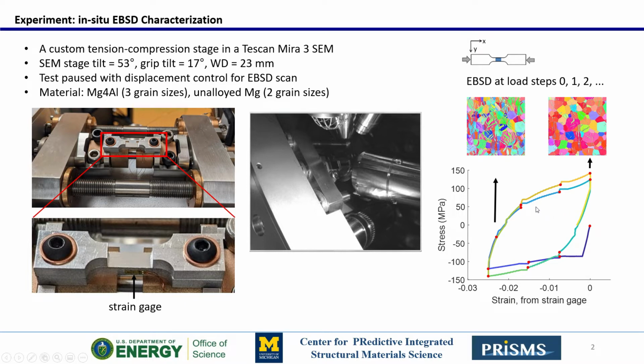For the EBSD, we always try to find an easily recognizable feature, such as a grain boundary triple point or a particle on the sample surface, and we try to keep it in the center of the field of view for all these EBSD scans. So every time we are measuring approximately the same area of interest. And then the EBSD data of all these load steps are considered together for twinning identification.